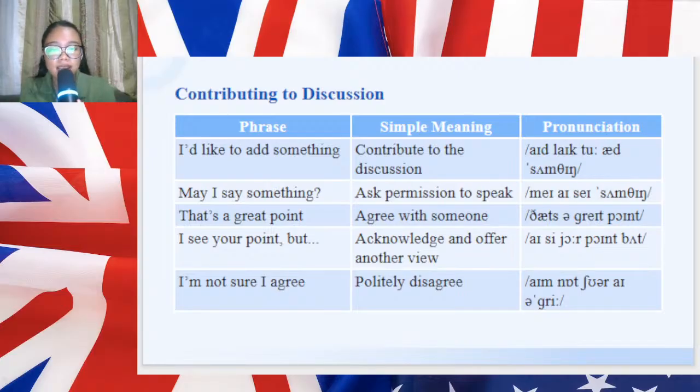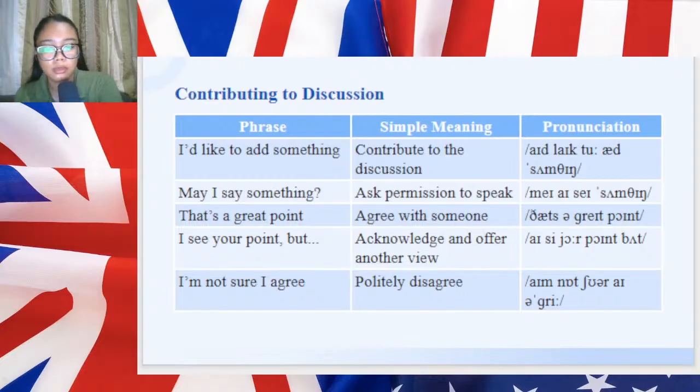Now this means you want to contribute to the discussion. It indicates your desire to contribute a new piece of information or a related thought or to build upon a previous point in discussion. So this is a generally well received way to interject politely without disrupting the flow of conversation. So it signals that you have something relevant to contribute.